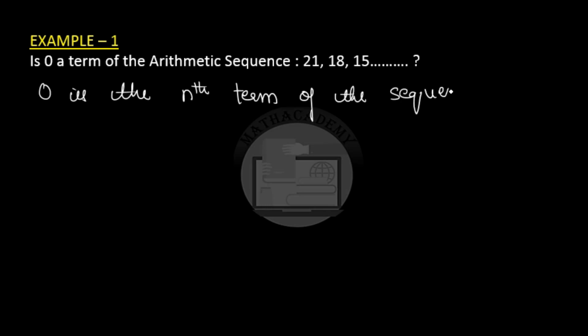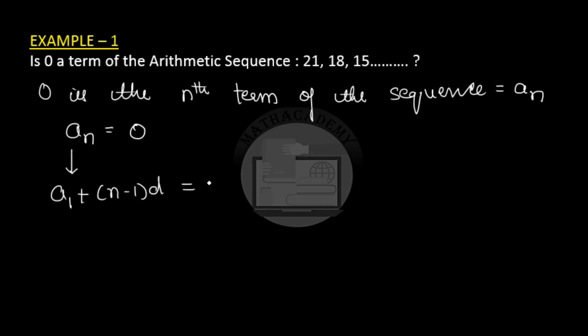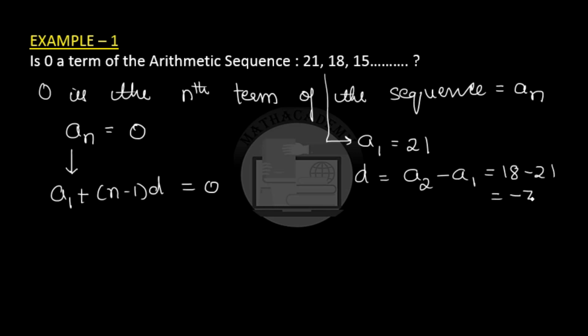The nth term of the sequence is represented by an. So an is given as 0. If an is 0, the explicit formula for an, a1 plus (n minus 1) times d, should be equal to 0. What is a1 in the above sequence? In this sequence, a1 is the first term, which is 21, and the common difference d is given by the first term subtracted from the second, 18 minus 21, which gives you negative 3.